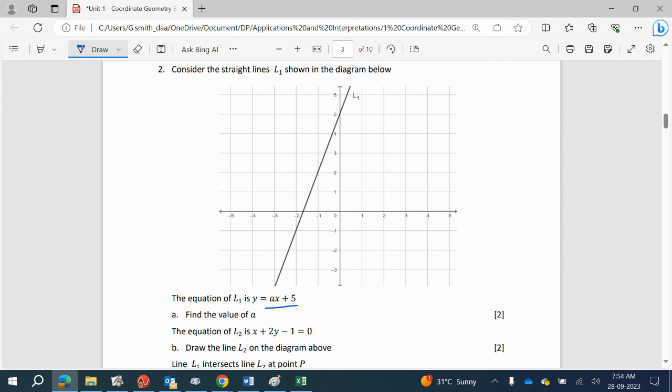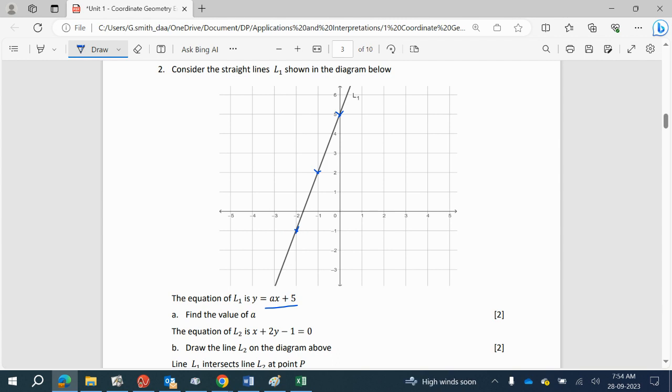So here we need ax plus 5. We need to figure out what a is. A is the slope. So we need to look for 2 points on this line where we can see it clearly crossing the grid marks. It crosses here, here, here. Can't quite see any others. So these are the best points to choose.